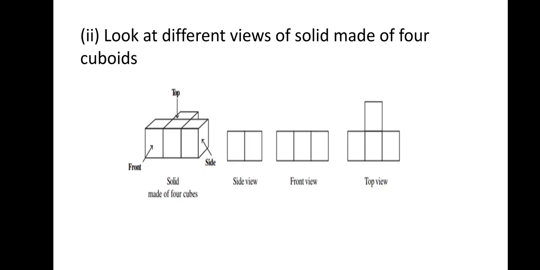You can take this solid as a cuboid, or it can be a cube also. So likewise, if it is a cuboid, then it can be a rectangle. All the side view, front view and the top view will have rectangles. If it is a cube, then it will have squares.